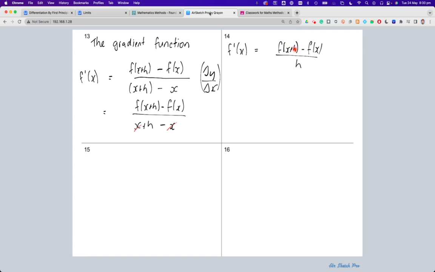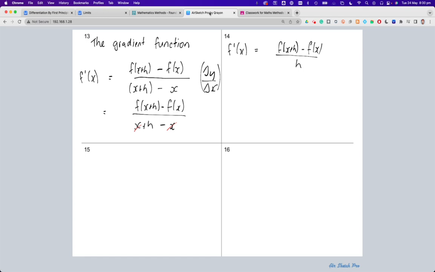But again, even if we made h 0.000000001, then although we would have a really close approximation of the gradient at that point, we would not have the gradient at that point. To do that, we would need h to be equal to 0. And if we let h equal 0, we run into this discontinuity again. The bottom of this fraction would be equal to 0, and so it wouldn't work.